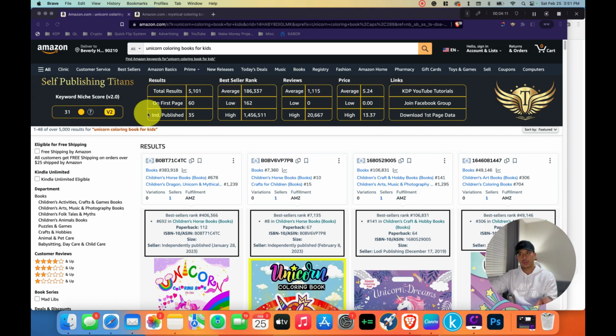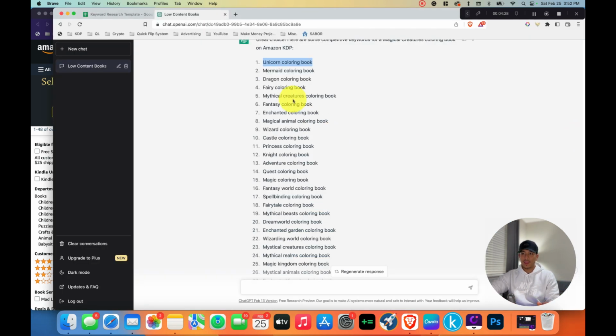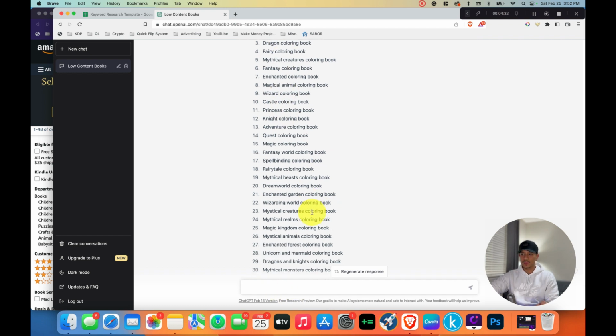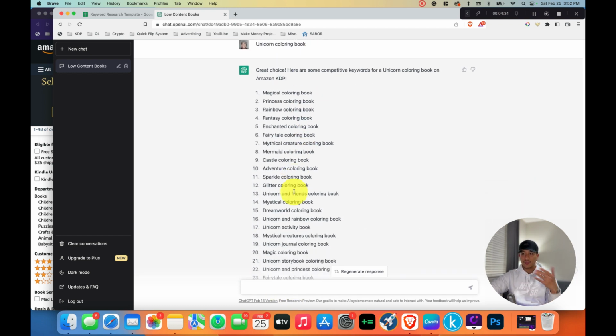So unicorn coloring books for kids has over 5,000 results. Average BSR is pretty good at 186,337. But the niche score that Self-Publishing Titan is giving it is 31. So I went ahead and went into ChatGPT, and I just copy and pasted that keyword into the prompt, and then it gave me another list.